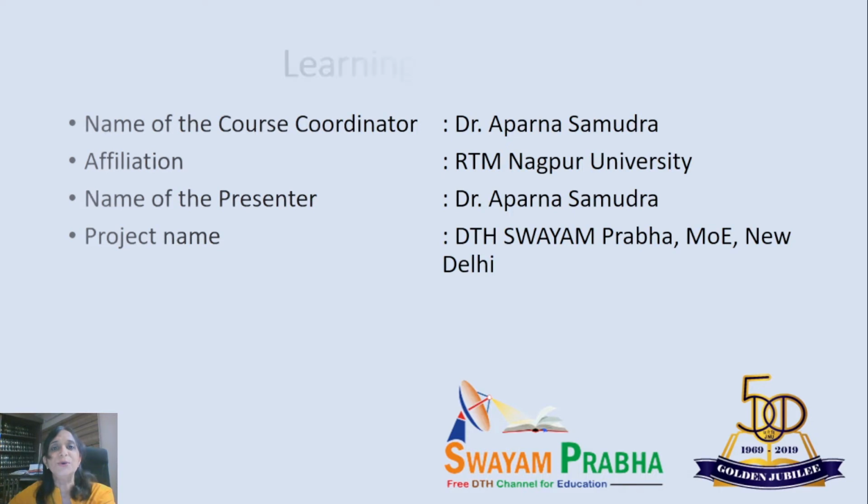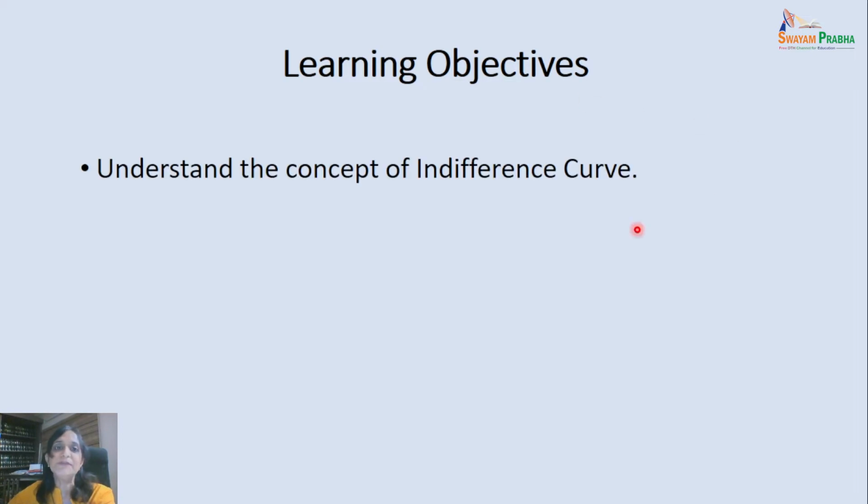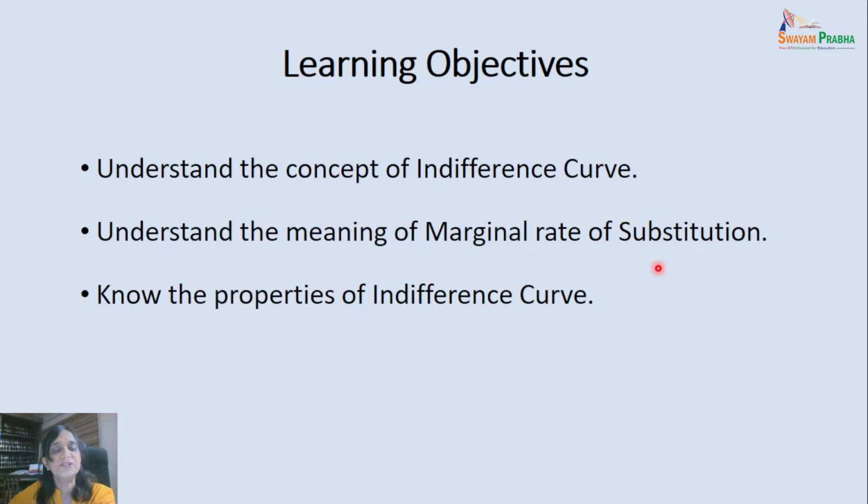Let us have a look at what today's lecture is going to be about. The first thing that we will be discussing is the concept of indifference curve. The second thing we will be talking about is what we mean by marginal rate of substitution. Thereafter, we will also know what the various properties of indifference curve are.